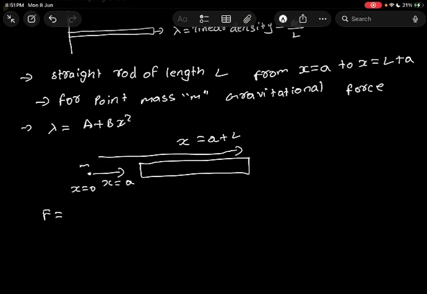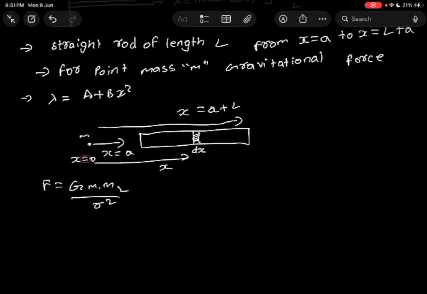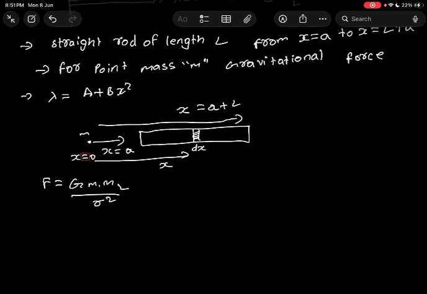Now the gravitational force is G m1 m2 by r square. Here r is particularly, to be honest, x. So we are taking an element here. Let's say this is of dx length and the distance is some x. And the gravitational force we want for the entire rod, right? What do you have to do if you want it for the entire rod? We have to integrate it.